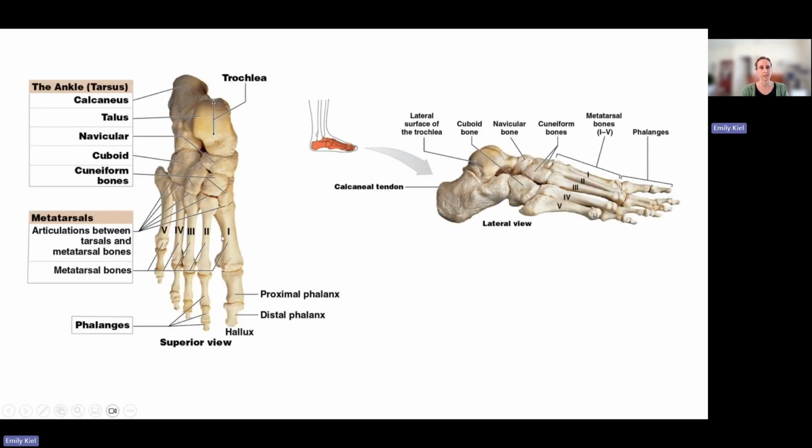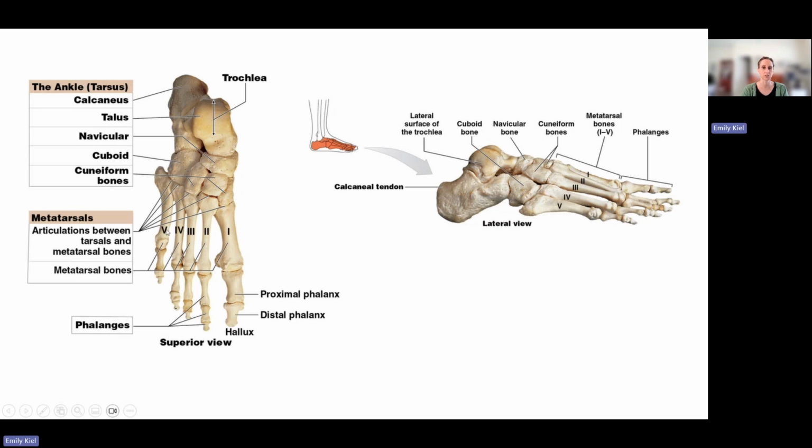Here we go for the ankle or the tarsus. Bones, we have the trochlea. It's again kind of rounded here. The calcaneus, which is our heel bone. We've got the navicular bone here and the cuboid bone here, and then our three cuneiform bones.